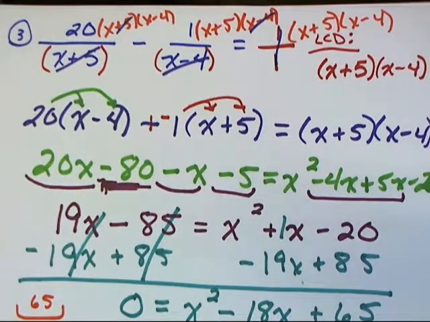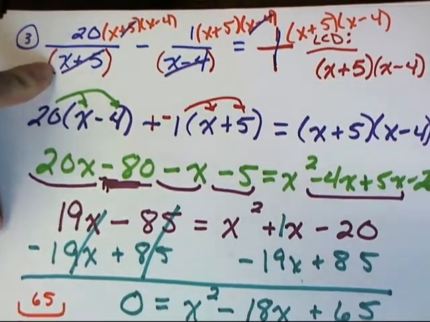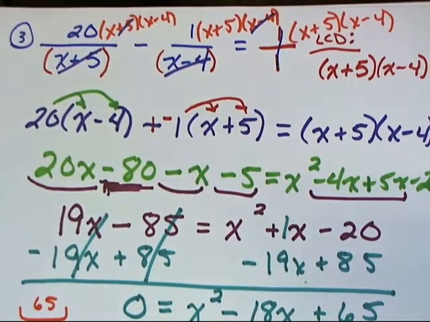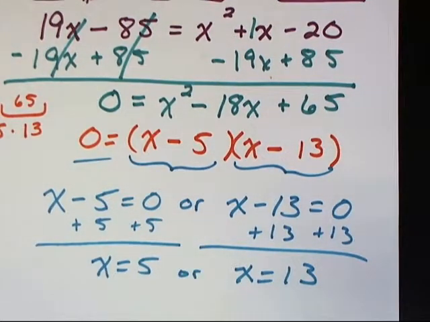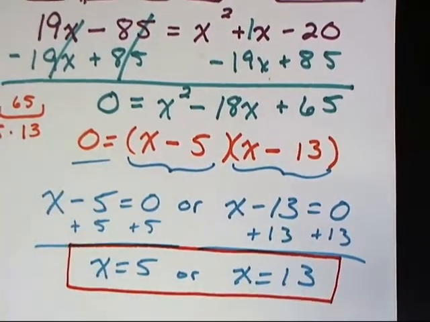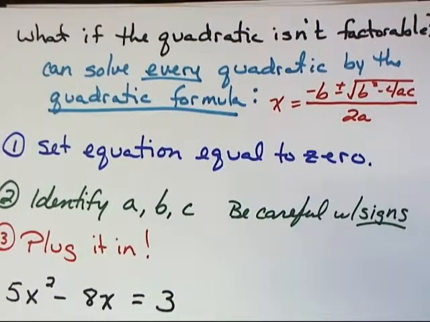Our other solution was x equals 13. 13 plus 5 is not 0, so we are okay on that one. And the same thing on this side. 13 minus 4 would give us a 9 and not 0. So that means that both answers are going to work. So my solutions for this equation are x equals 5 or x equals 13.